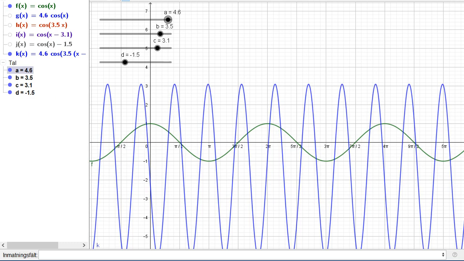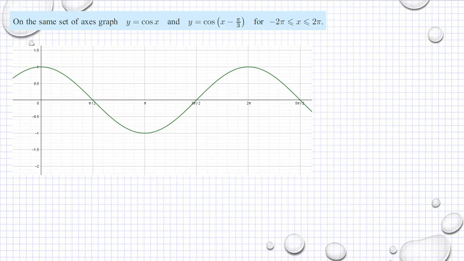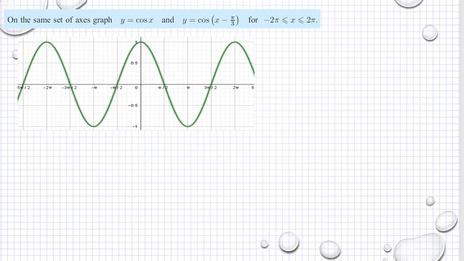Now let's take a look at some examples. On the same set of axes, graph y equals cosine x, as you can see here. I did it already. And y equals cosine of x minus pi over 3. That means from negative 2 pi, it should be from negative 2 pi to... I can do that. Wait a minute. Here we go. As I've said, we have cosine, parenthesis x minus pi divided by 3.